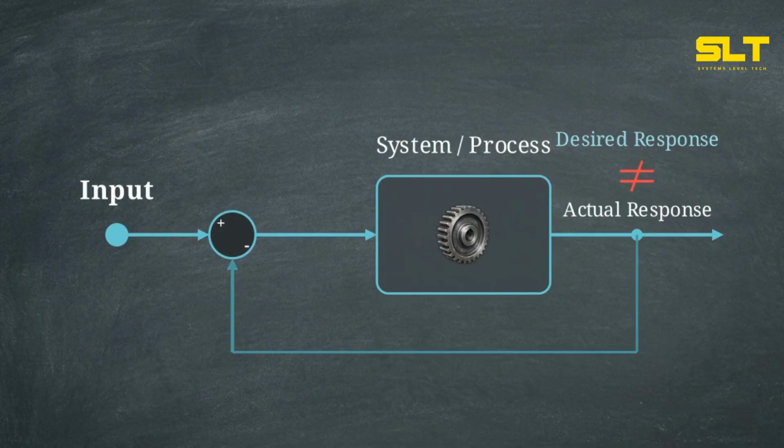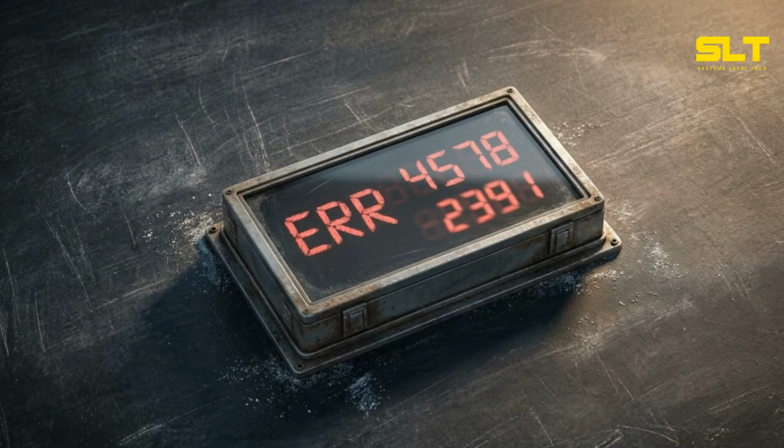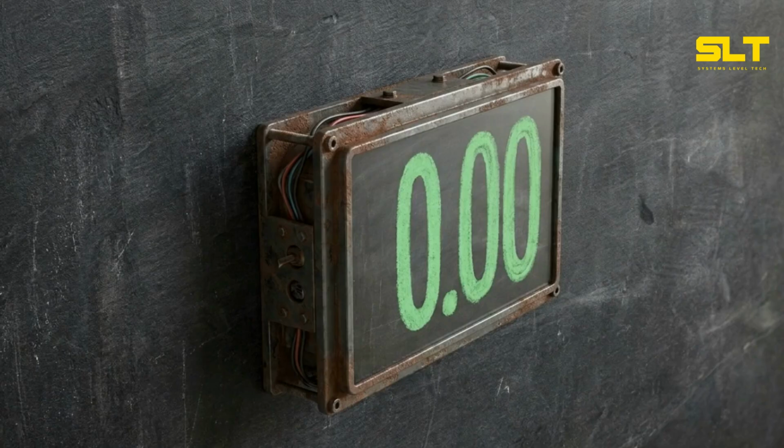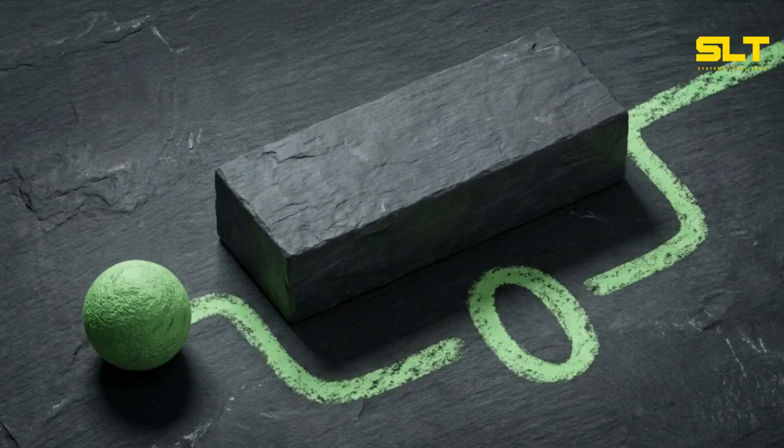This creates the central mathematical concept of control theory, error. It is calculated by taking the desired response and subtracting the actual response. Once that specific error value is calculated, the rest of the internal processes adjust their behavior until that specific number drops to zero. A control system is an active, continuous mathematical loop, relentlessly hunting for zero error.